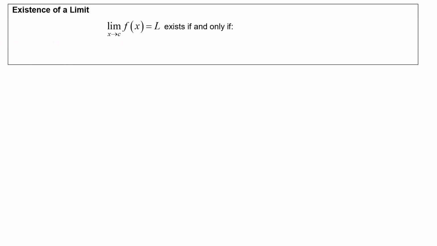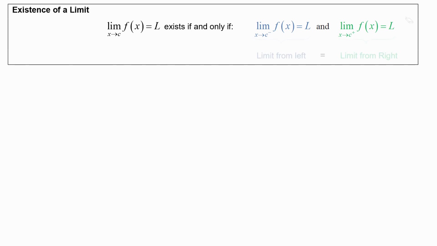Next up, we have the existence of a limit. The limit as x approaches c of f of x equals L exists if and only if the limit as x approaches c from the left of f of x is equal to L, and the limit as x approaches c from the right of f of x also equals L.